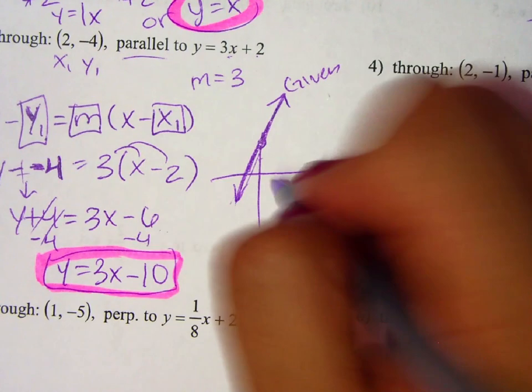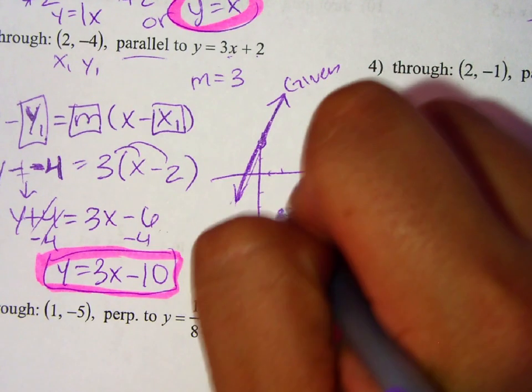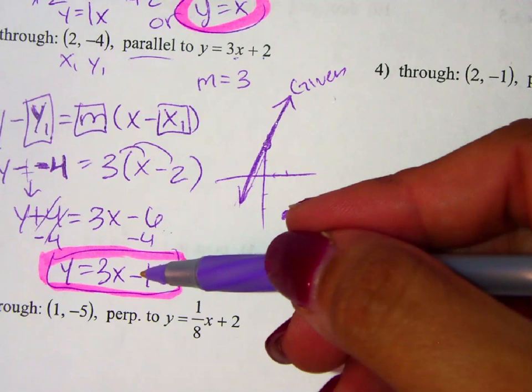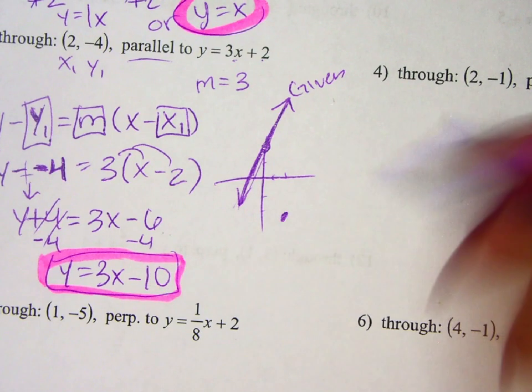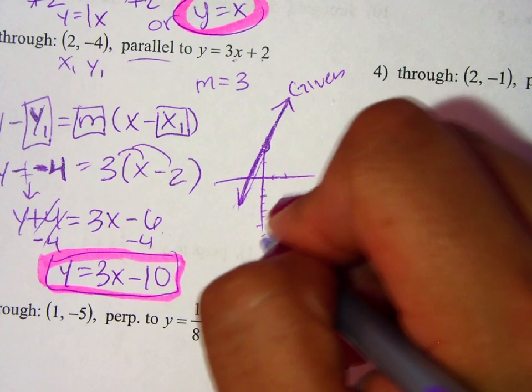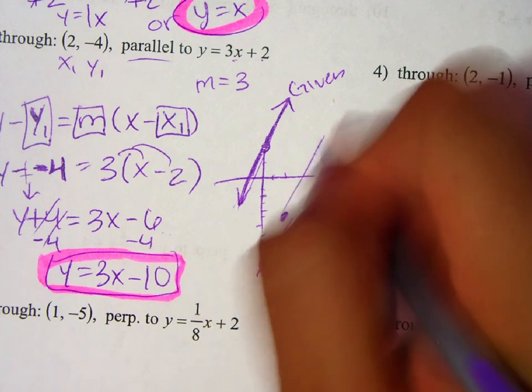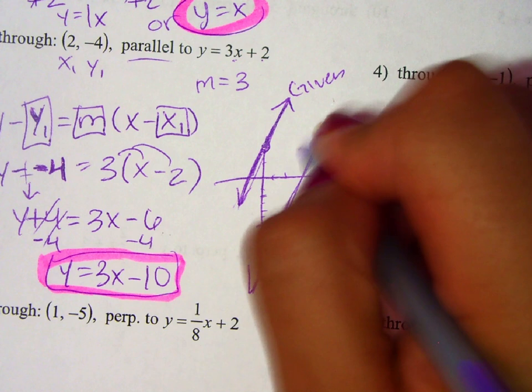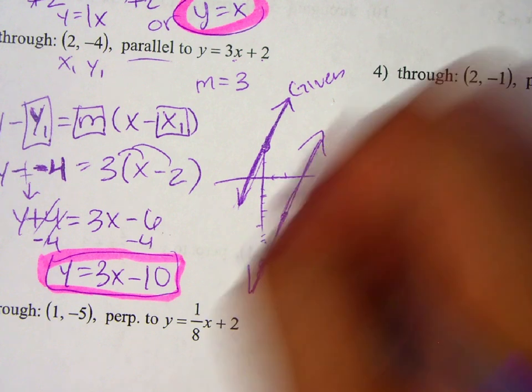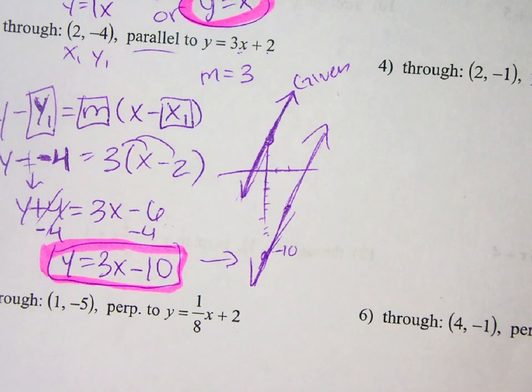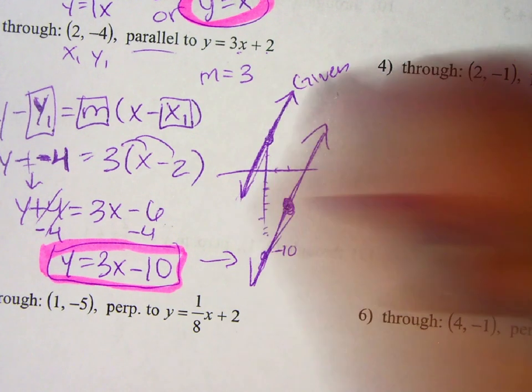And then the point is 2, negative 4, so somewhere here. And then this means that you're going to have negative 10 as your y-intercept. So imagine going down all the way till you have negative 10. And then the line goes right there. So this is the one you created. And it is parallel and it's touching at 2, negative 4.